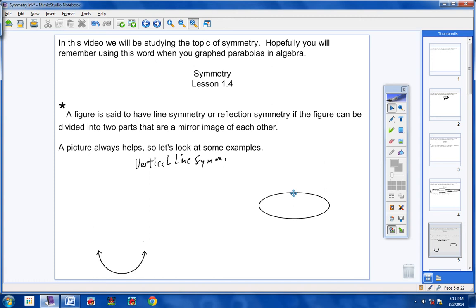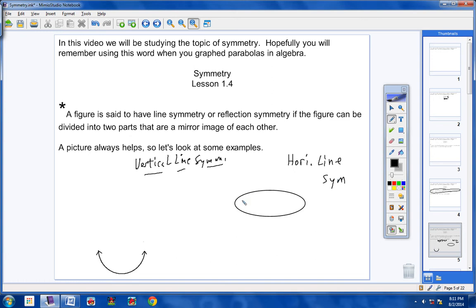Now this is what we call an ellipse. Go ahead and draw this in your notes if you would, please. And I would like to submit to you that this ellipse has vertical line symmetry. Please write that in your notes. But it also has horizontal line symmetry, and I would write that in your notes also.